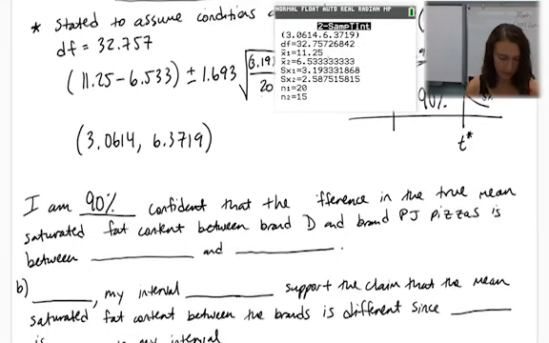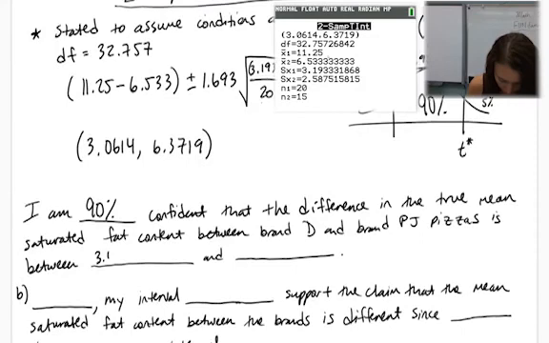I am 90% confident that the difference in the true mean saturated fat content between brand D and brand PJ pizzas is between 3.0614 grams and 6.3719 grams. Don't forget your units.